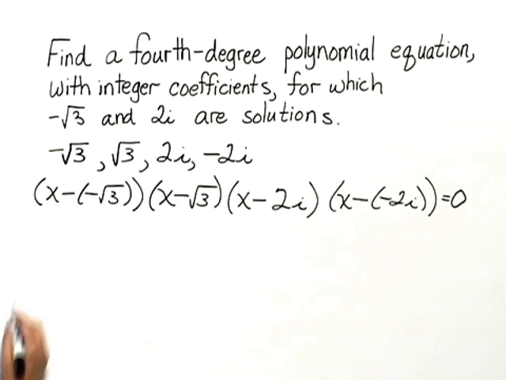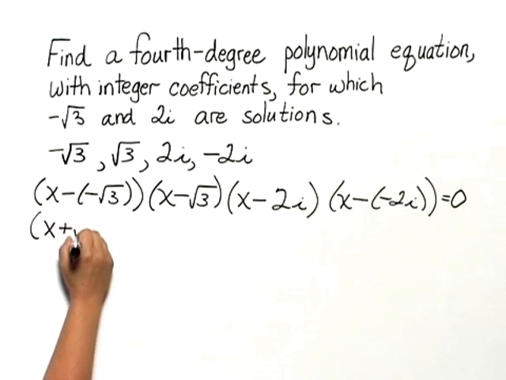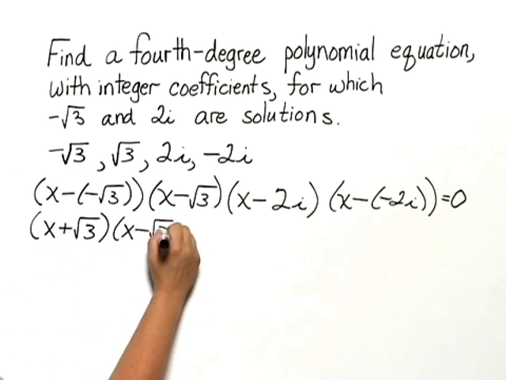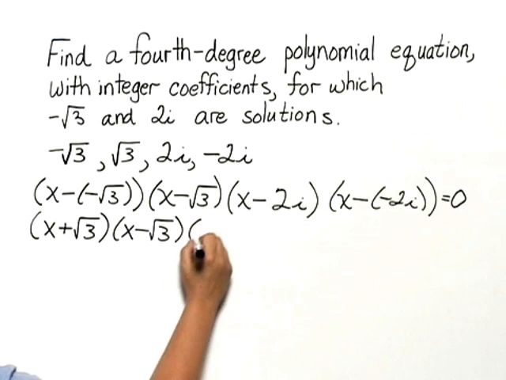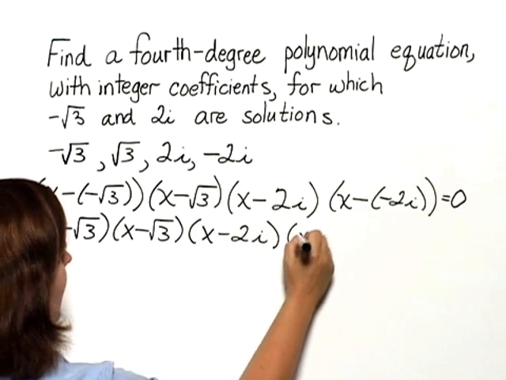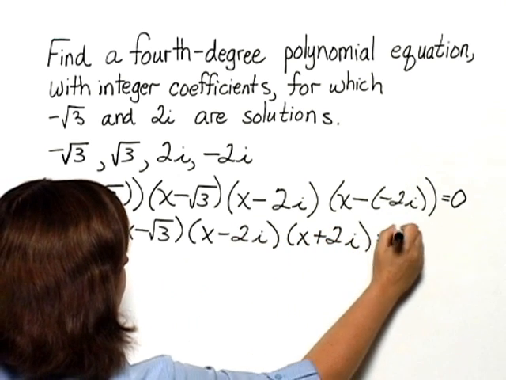Now let's multiply this out. First of all, let's write this as x plus the square root of 3, and then we have that x minus the square root of 3. Then we would have x minus 2i times x plus 2i, and that equals 0.